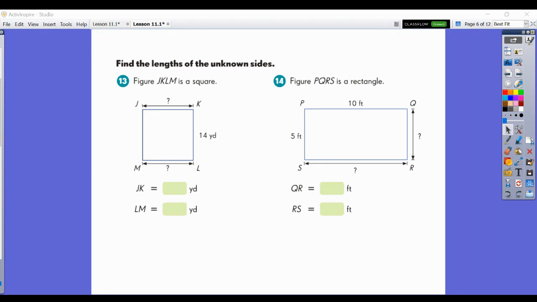So page 131 and 132 is right here. And then we have 13 and 14, which is right here. It looks like I'm going to be timed out in 15 seconds. So go ahead and complete that.